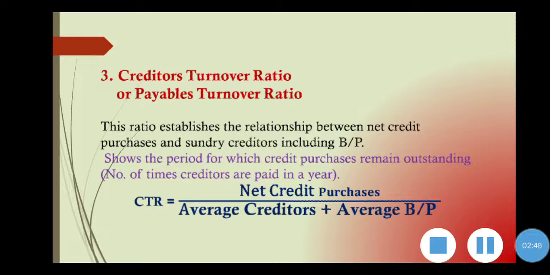The equation for computing creditors turnover ratio is net credit purchases divided by average creditors including bills payables. Creditors arise on account of credit purchase. That is why the numerator is net credit purchase. For all other turnover ratios, we are taking sales as the numerator.